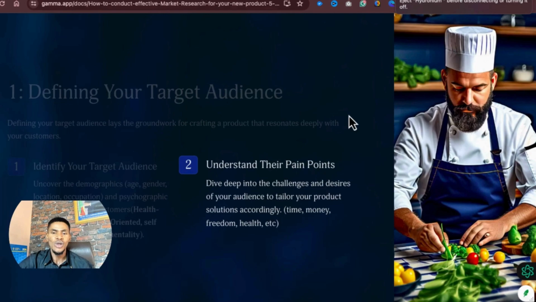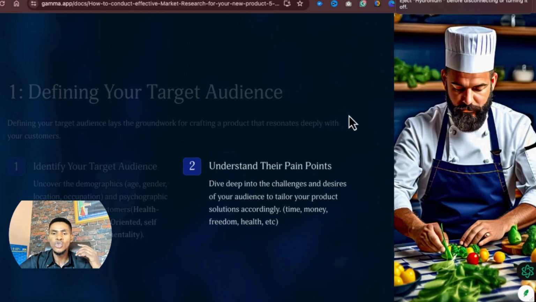And number 2, their pain is freedom. They need money, they need time. Or maybe in your own case, you're into the health niche and the business you're trying to do is targeting people who are health conscious. What is their pain point? That audience you want to serve, you must know what their issue is. What problem are they trying to run away from? What problem are they looking for a solution for? If you understand that, then we are done with number 1, which is defining your target audience.